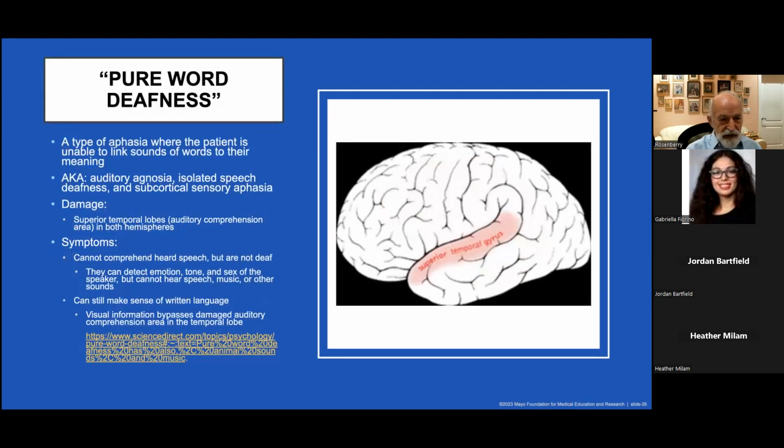Pure word deafness is a type of aphasia where the patient is unable to link sounds of words to their meaning. It generally involves the superior temporal lobes, which are indicated on the slide in the image on the right. They can detect emotion, tone, and sex of the speaker, but the individual with that deficit cannot hear speech, music, or other sounds, and can still make sense of written language because visual information bypasses damaged auditory comprehension in the temporal area.